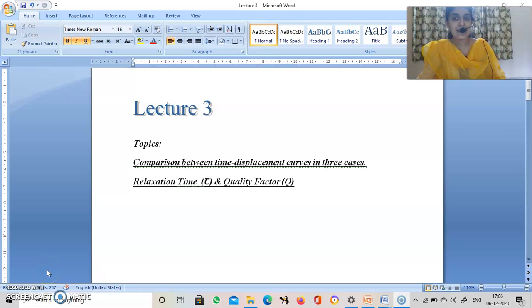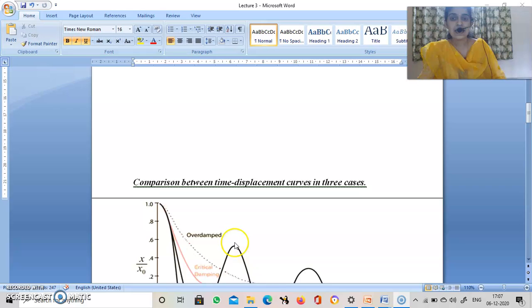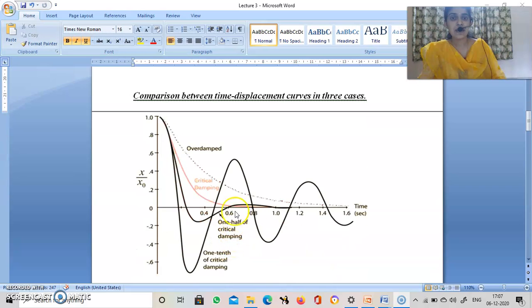Dear students, in the last class we have seen the solution of the differential equation of a damped harmonic oscillator, and also we discussed the three different cases based on the values of k and omega. In today's class we are going to see the comparison between the time displacement curves in the three cases, then the relaxation time and quality factor of the oscillator. So first of all, let us see the comparison between the time displacement curves in the three cases.